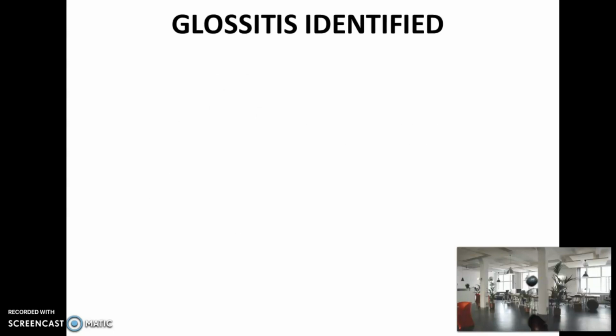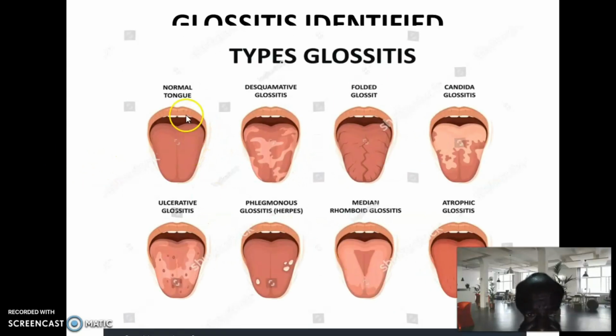Glossitis identified, that is the inflammation. These are the various types of tongues you see when there is inflammation or disease. The normal tongue, the geographic tongue, the glossitis. This is fissured glossitis, candida glossitis, sometimes called thrush. This is ulcerative. You see the ulcer, of course, at times. And this is herpes simplex.